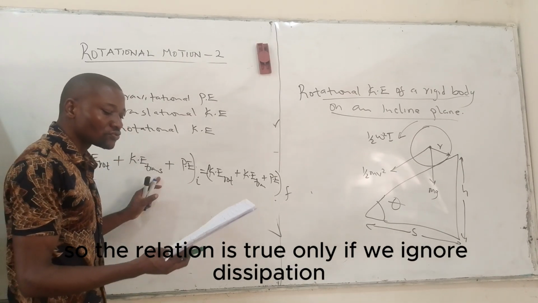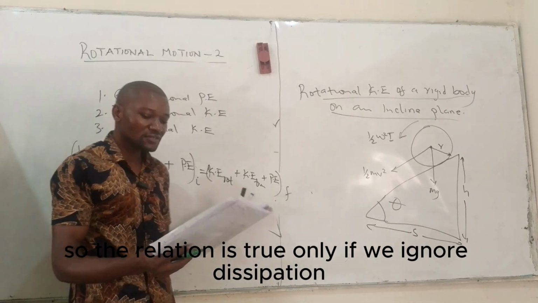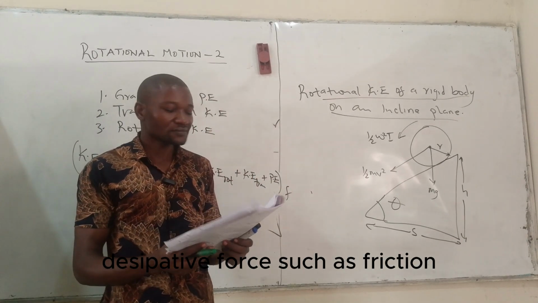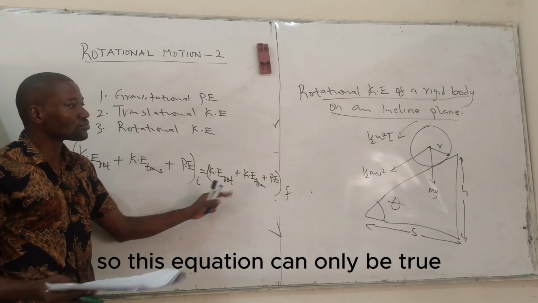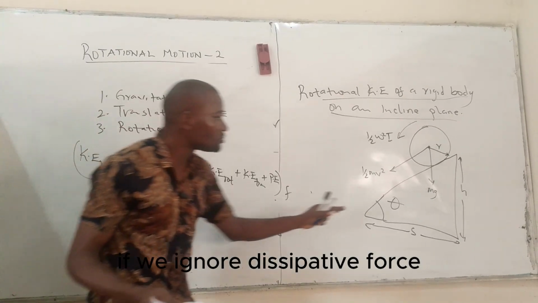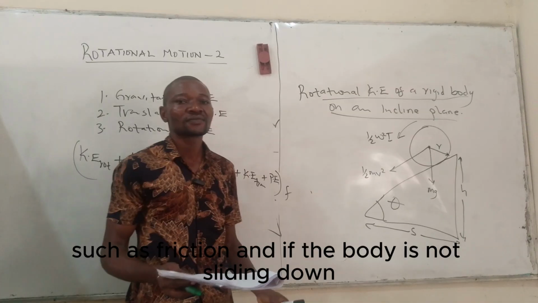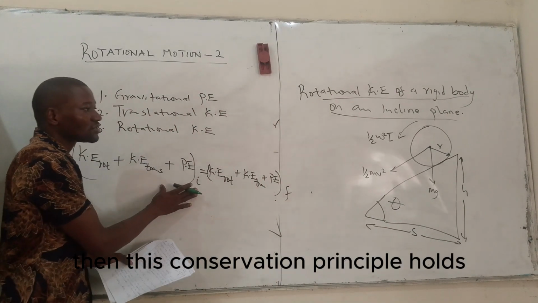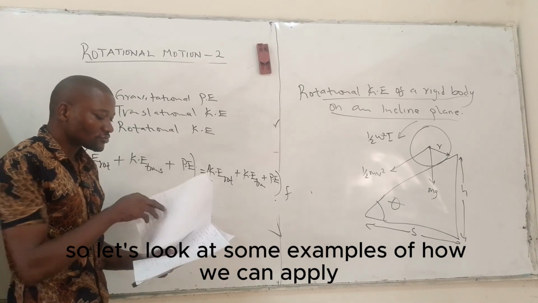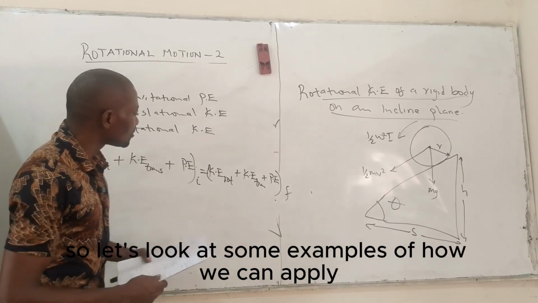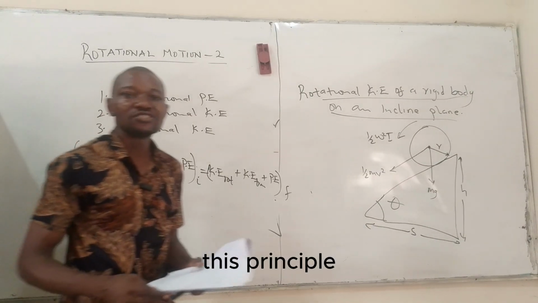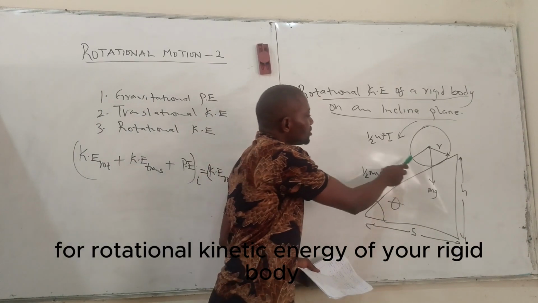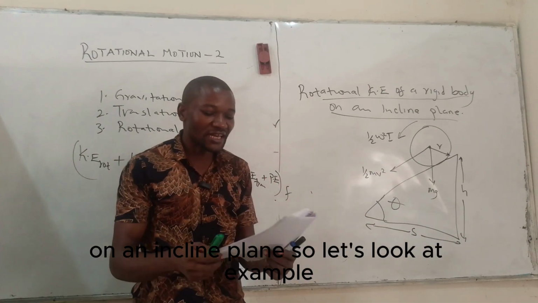So the relation is true only if we ignore dissipative force such as friction. So this equation can only be true if we ignore dissipative force such as friction. And if the body is not sliding down, if it is just rolling down, then this conservation principle holds. So let's look at some example of how we can apply this principle for rotational kinetic energy of a rigid body on an inclined plane.